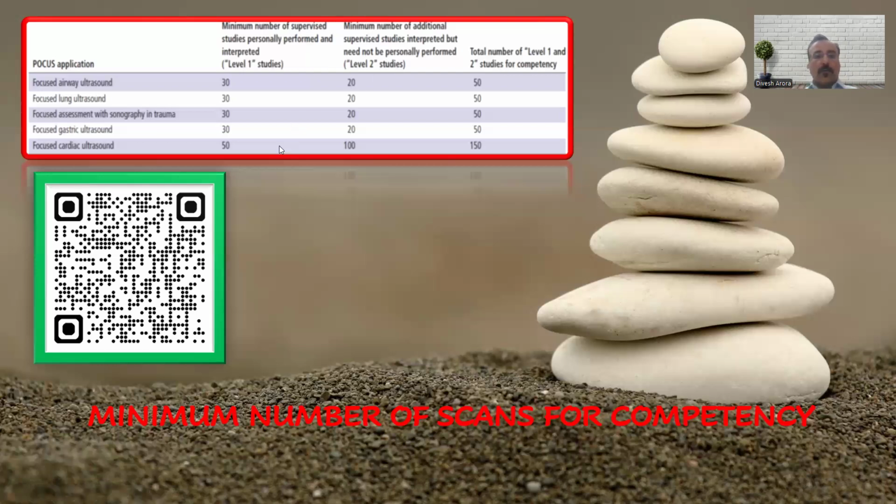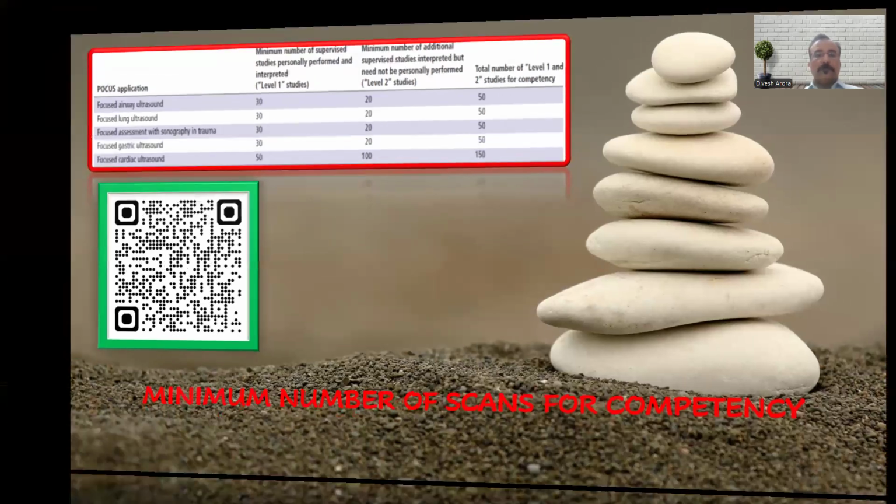And if you have a close look, for cardiac, it is the maximum. You need 50 level 1 studies and 100 level 2 studies, making it a total of 150 studies. Whereas for other modalities, for example airway, lung, EFAST, gastric, it's 30 plus 20. Thereby telling us that cardiac focus is the most difficult out of all these focus modalities.